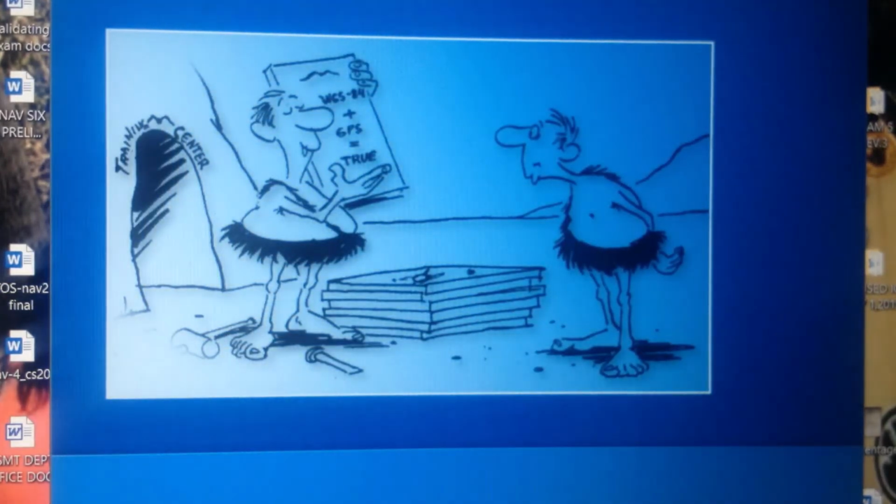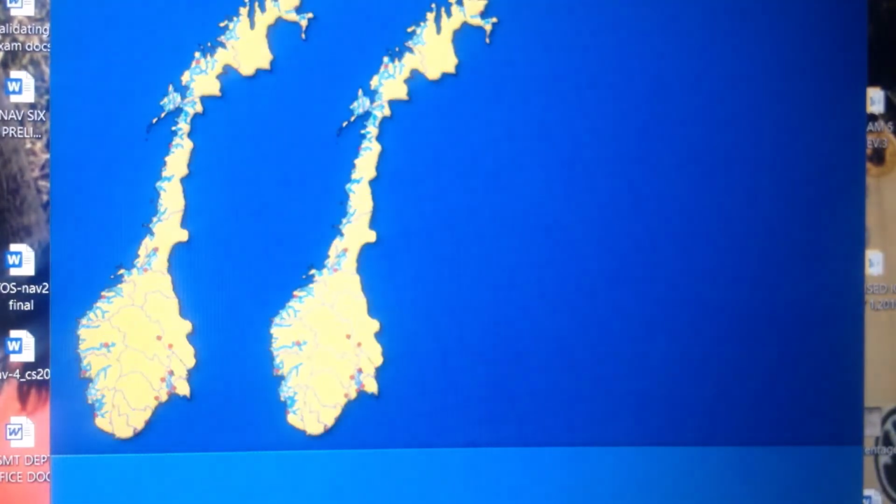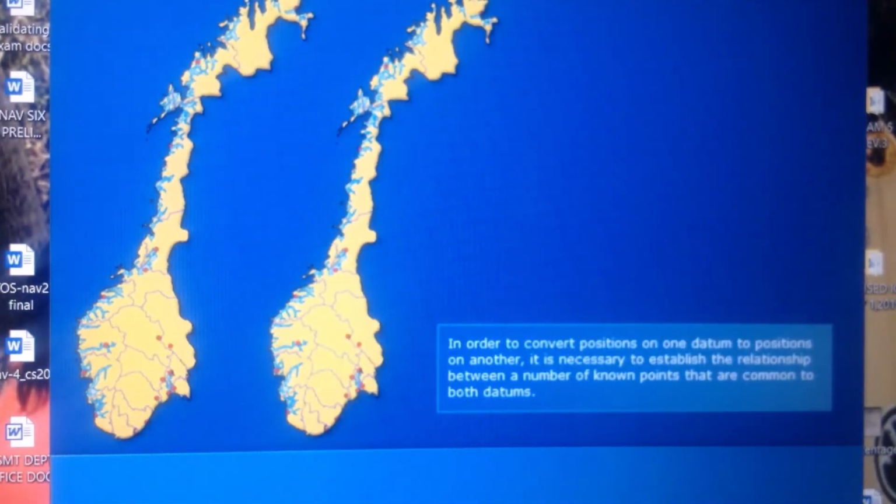WGS-84 is the reference datum for GPS, and this relationship can be the source of significant error for navigators wishing to plot a GPS fix on a chart that is not referenced to WGS-84. In order to convert positions on one datum to positions on another, it is necessary to establish the relationship between a number of known points that are common to both datums.